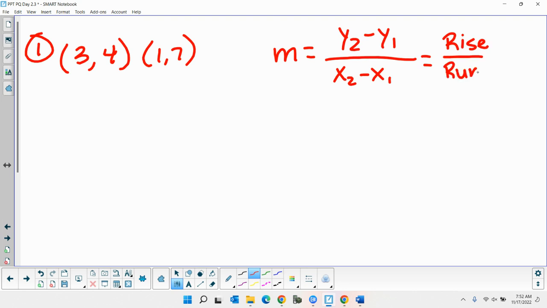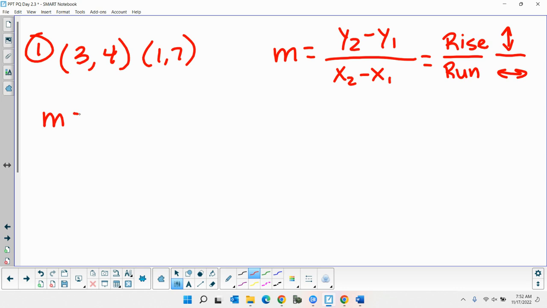Usually you guys remember that. Rise remembers up and down, which is your y-axis. Run is right and left. That's your x-axis. The only mistake kids will make is they'll flip it. They'll put the x's up top instead of down on the bottom. Remember, y is up top, x is on the bottom when you're looking for slope.